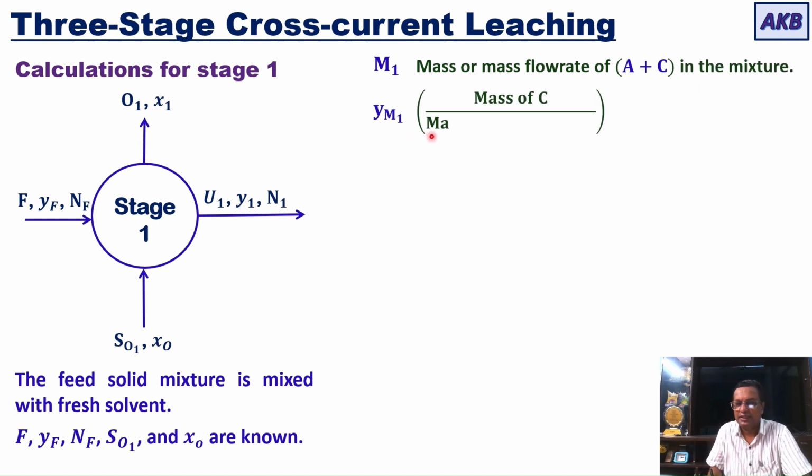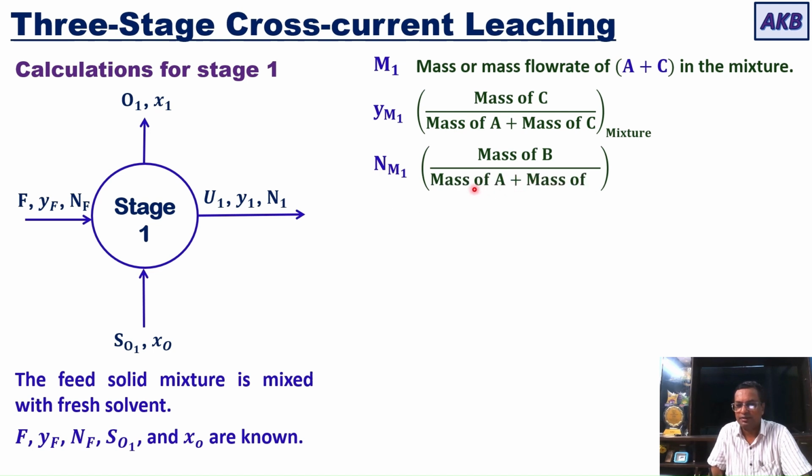Ym1 be mass of C divided by mass of A plus mass of C in the mixture. That is weight fraction of C on a B free basis in the mixture. And then Ym1 be the mass of B divided by mass of A plus mass of C in the mixture. That is weight fraction of B on a B free basis in the mixture that is formed in stage number 1. Now let us write material balance for solids.